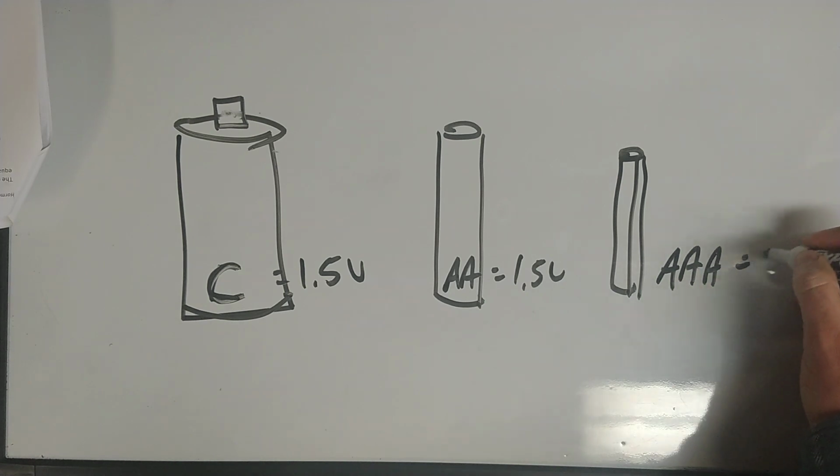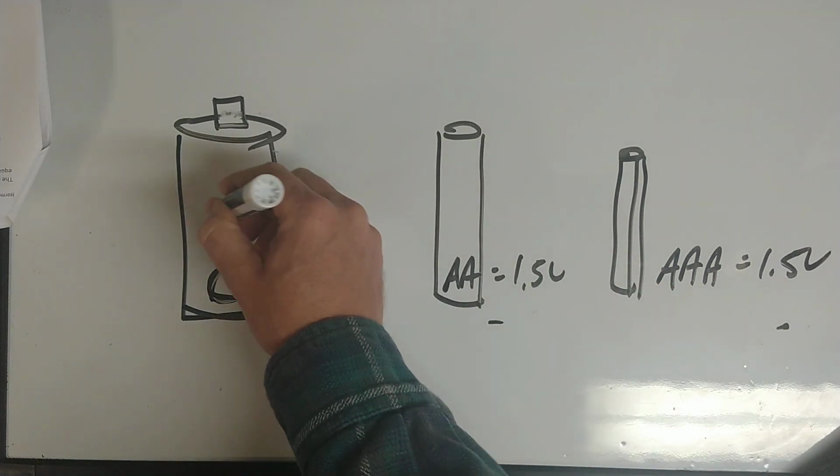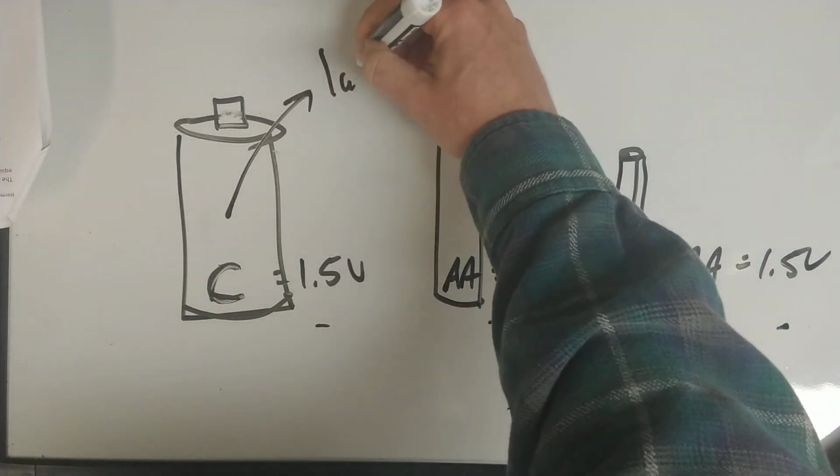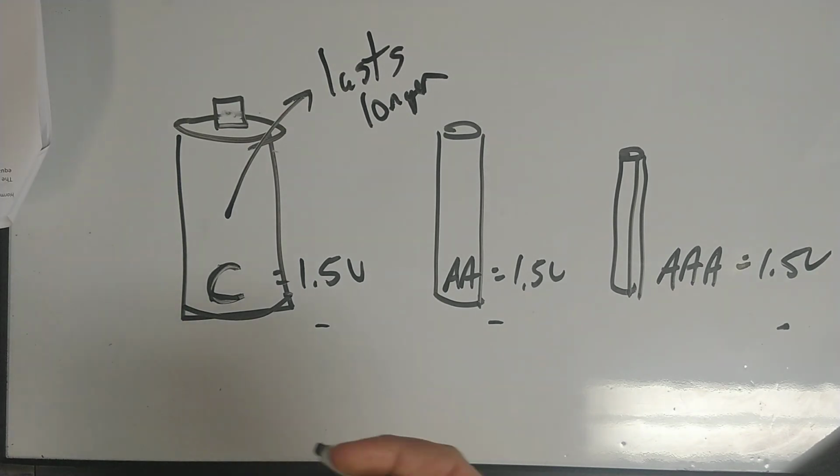Its voltage is also 1.5 volts. They all have the same voltage. So what makes them different? Well, the C has more chemical in it, so it lasts longer. That's the whole point of a C battery, D battery.